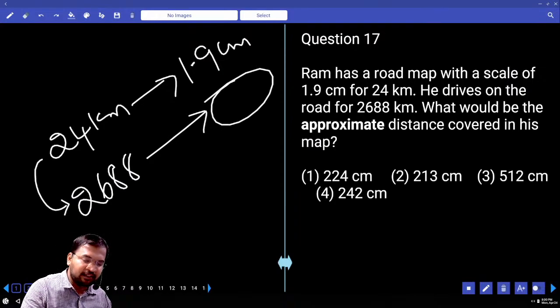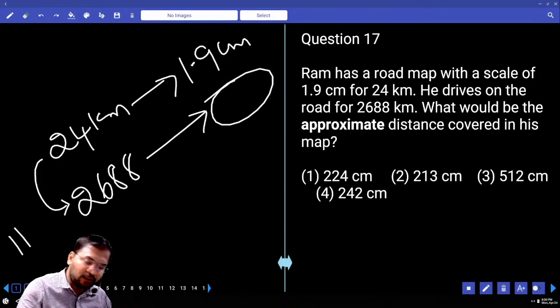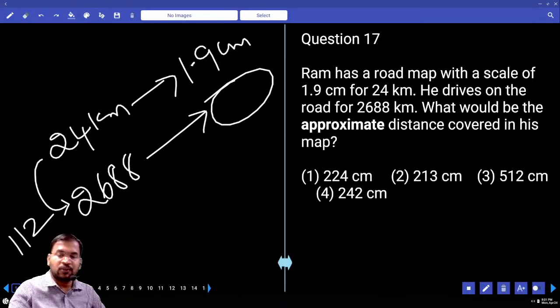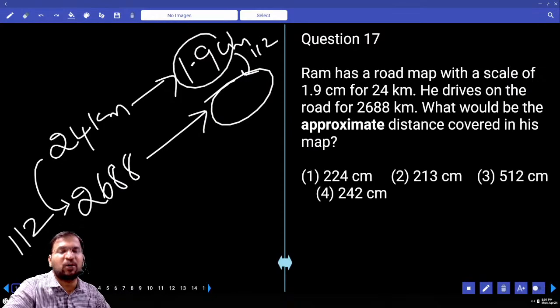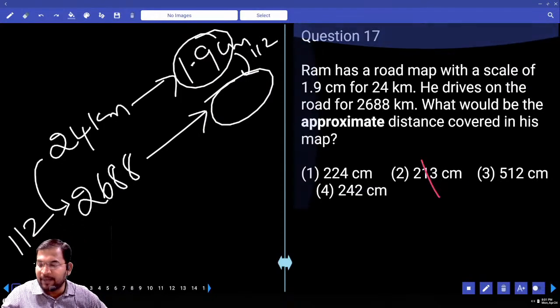24 how many times? 24 ones are 24, remainder is 28. 24 ones are 24, remainder is 48. 112. So 112 times of 1.9. Approximately this is 2. 2 into 112 is 224. Approximately 224.